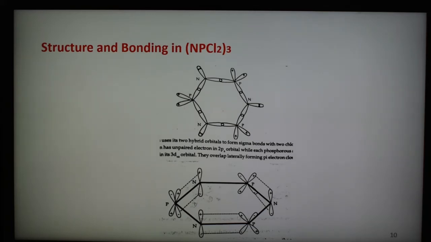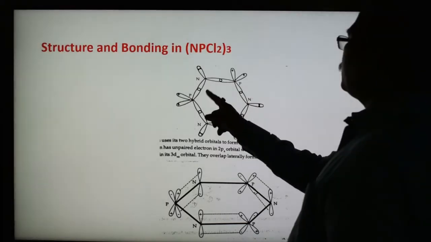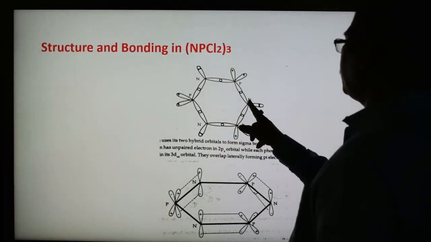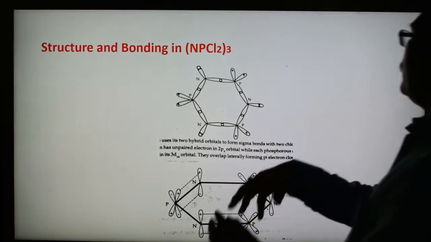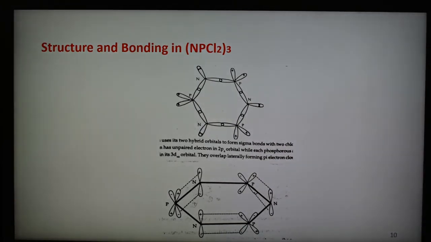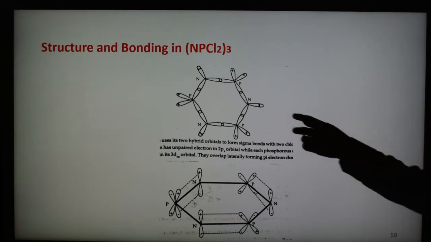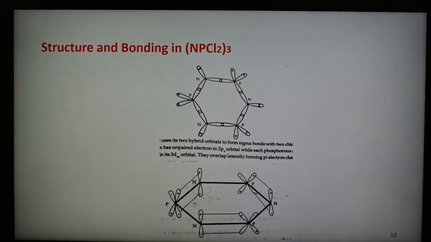In this case, three nitrogen atoms and three phosphorus atoms form the hexagonal ring using their hybrid orbitals, as shown in the diagram. So in this diagram, it is phosphorus, nitrogen, phosphorus, nitrogen. The hybrid orbitals overlap, forming this type of cyclic ring, and after this they also form the electron cloud.